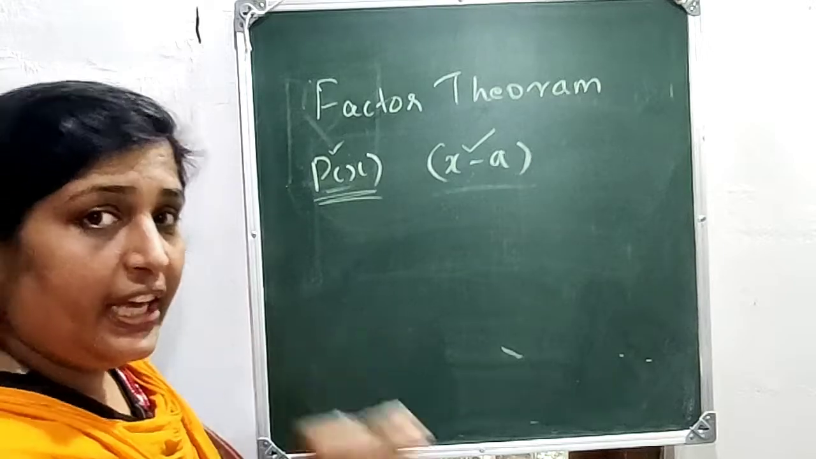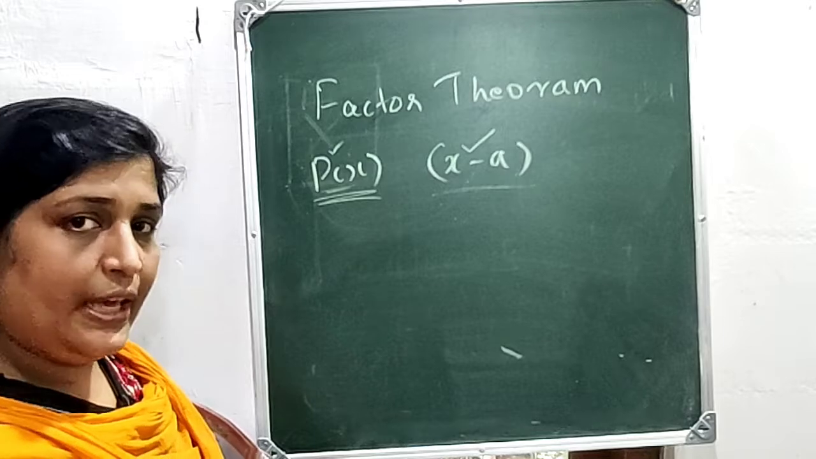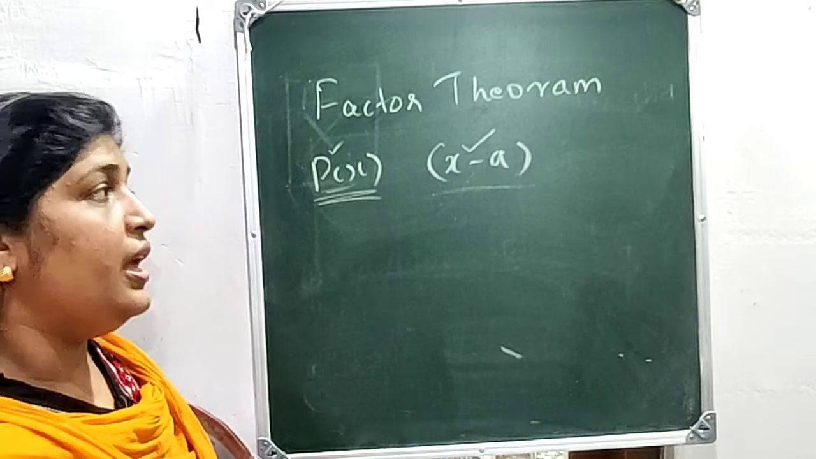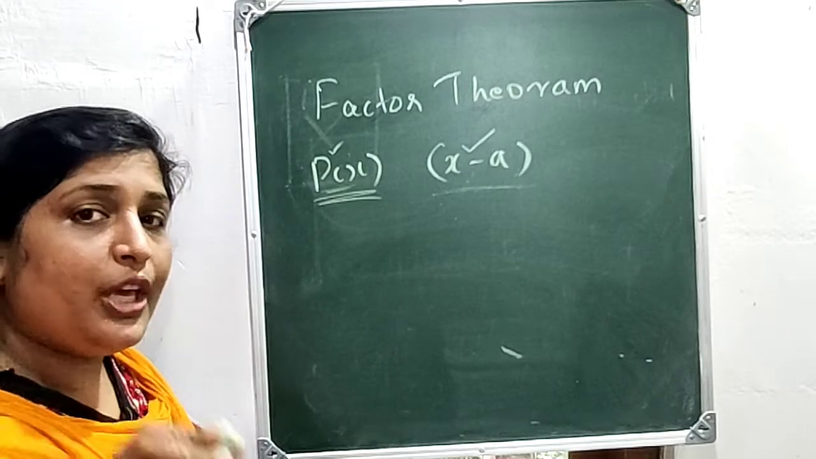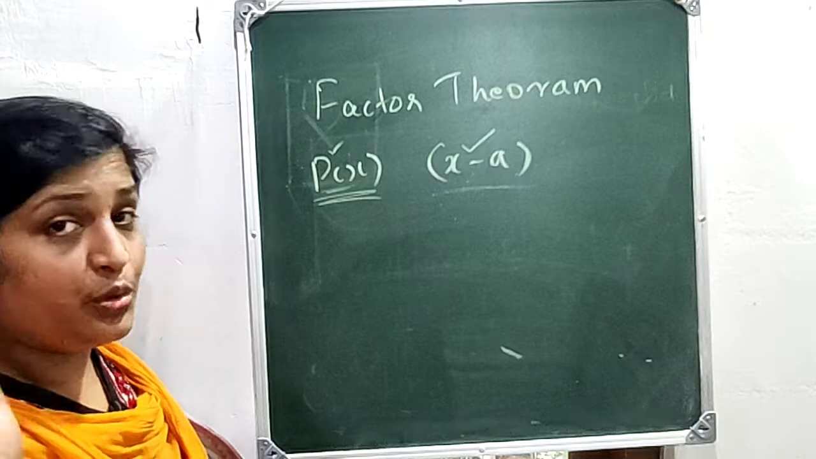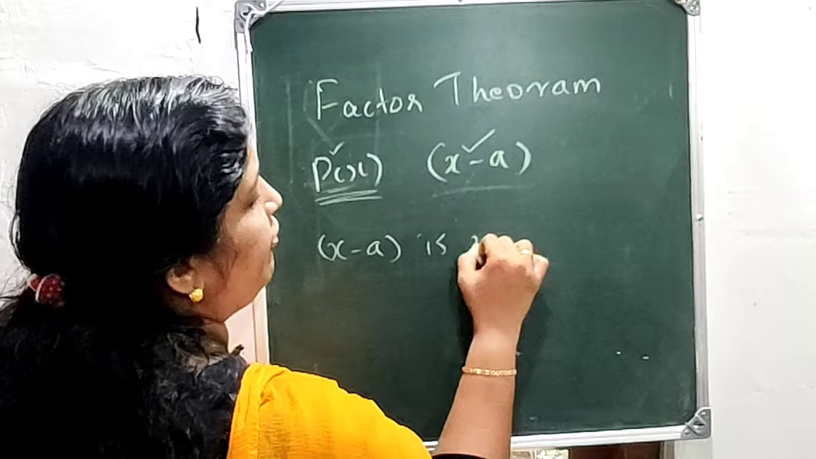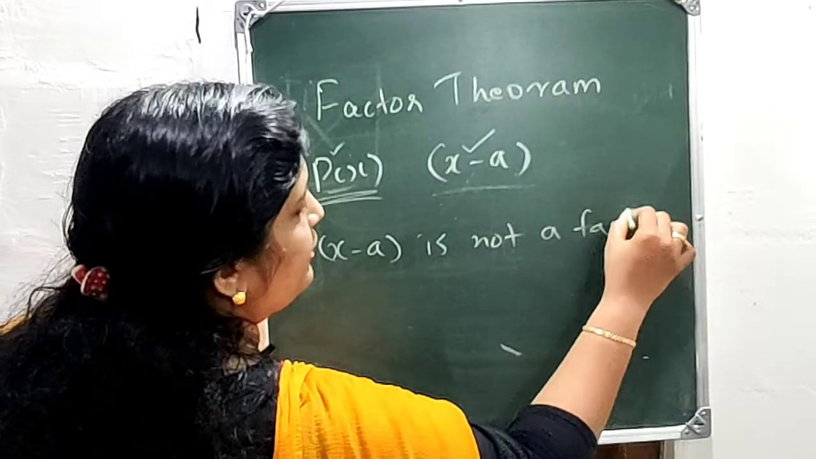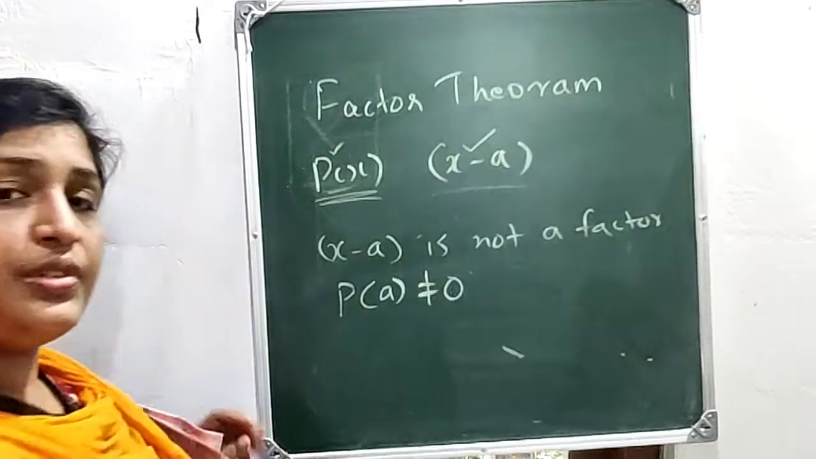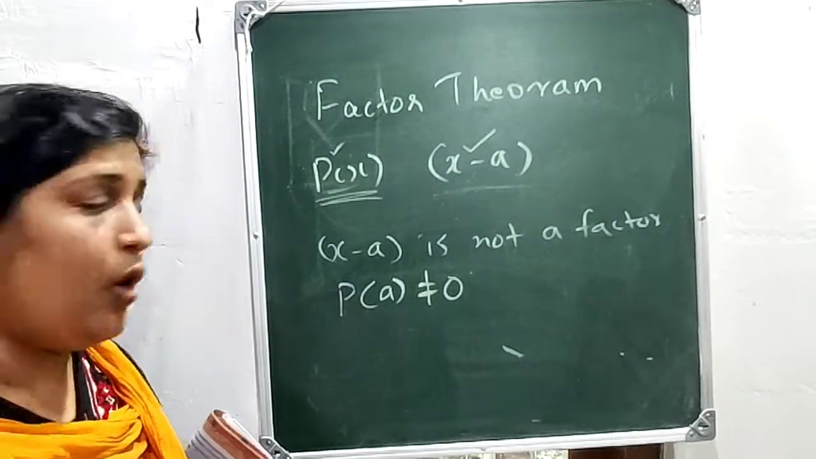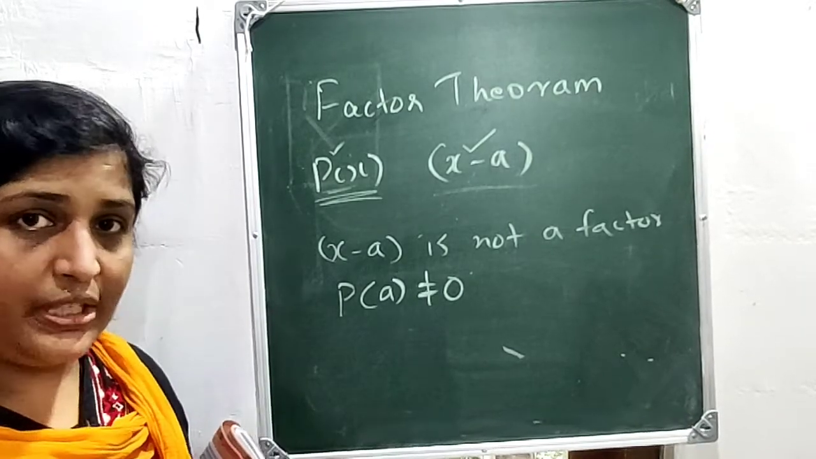We know that if x minus a is a factor, then P of a is equal to 0. If x minus a is not a factor, then P of a is not equal to 0, or it is a number greater than or less than 0. Right?